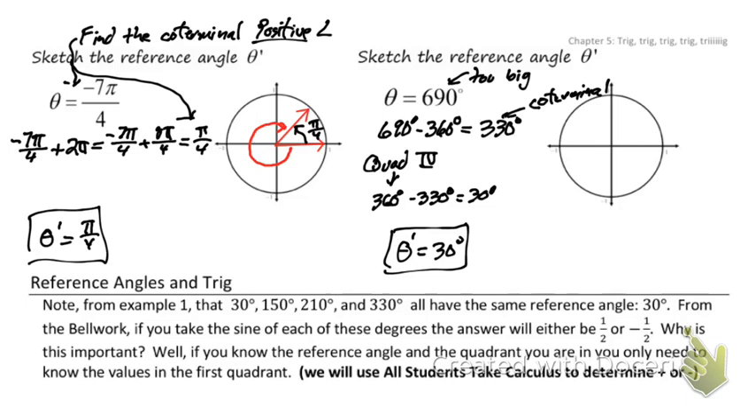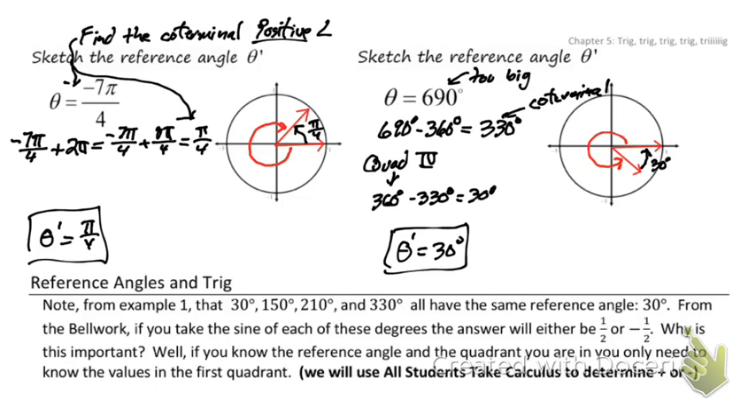All right, so it does say to sketch it. So we can sketch an angle in the fourth quadrant, I should say. The actual angle is this guy that goes like this. My reference angle is this angle right here, which is 30 degrees.